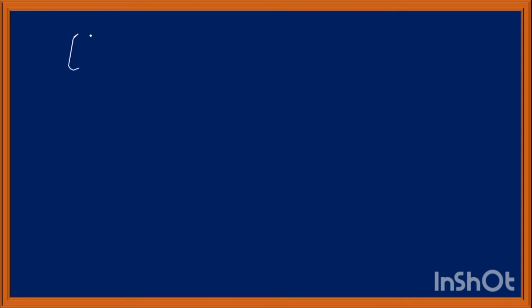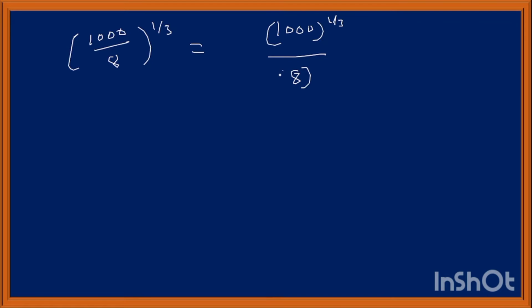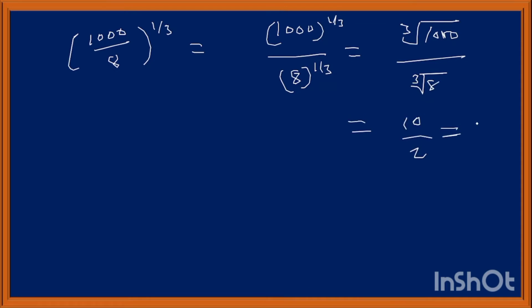The next one is 1000 divided by 8, all to the power of 1 over 3. This is the same thing as saying 1000 to the power of 1 over 3 divided by 8 to the power of 1 over 3, according to rules of indices. And this is the same as the cube root of 1000 divided by the cube root of 8, which is equal to 10 divided by 2, which gives me 5. So that's the answer for that. Let's go to the next one.